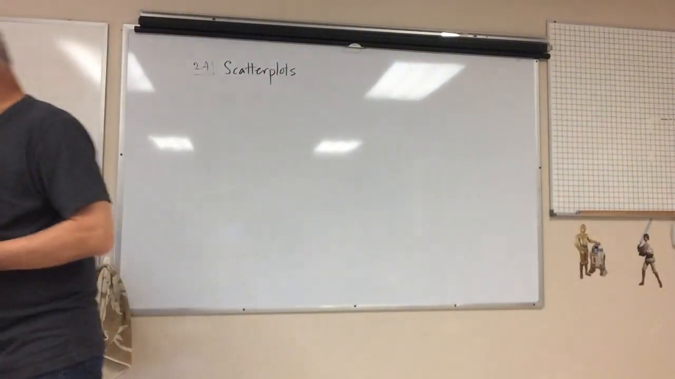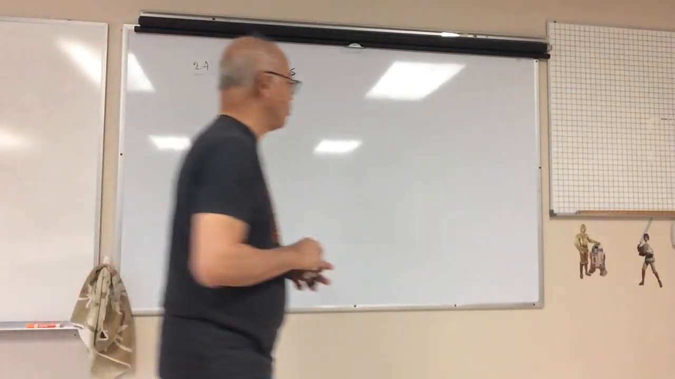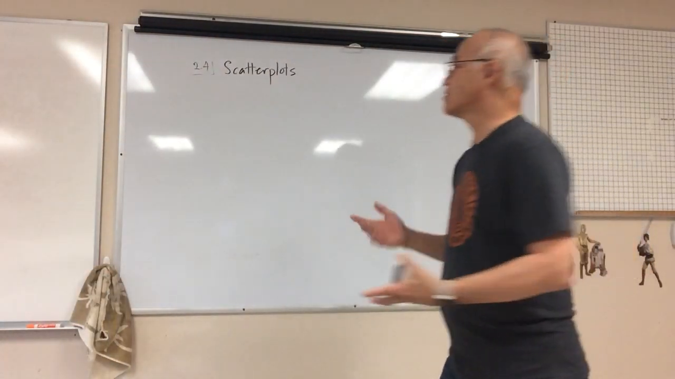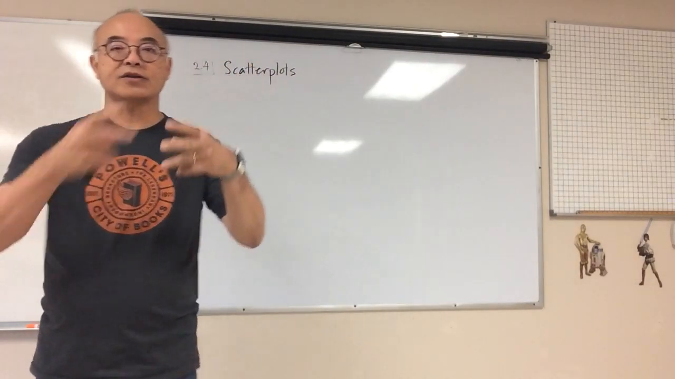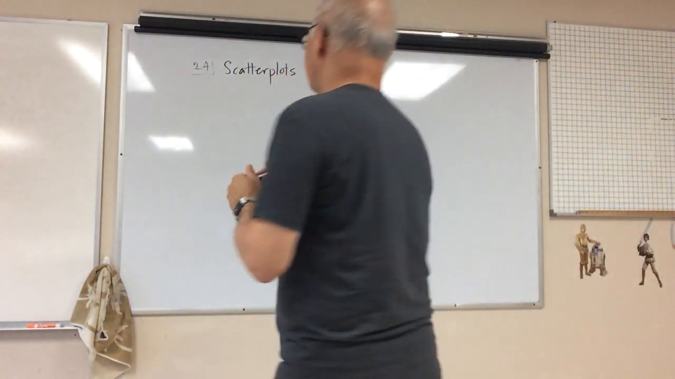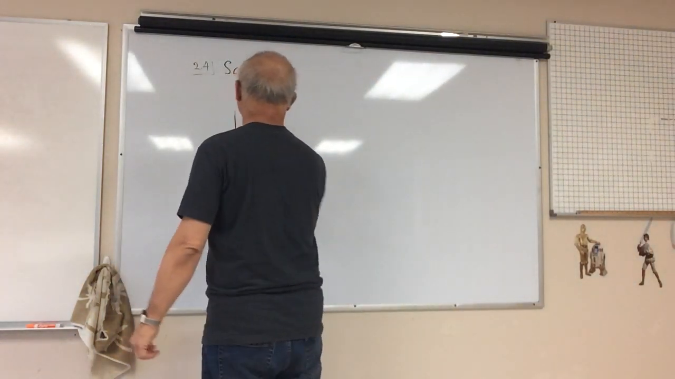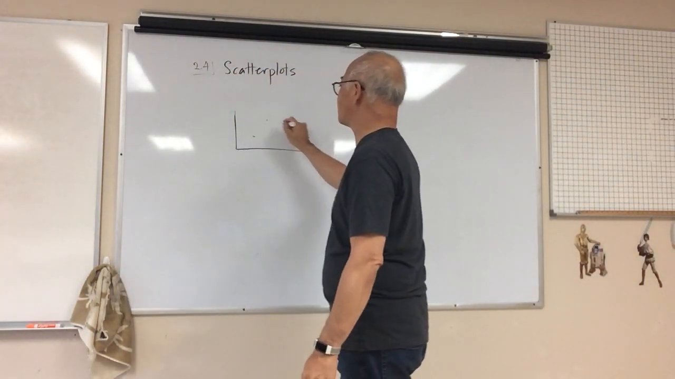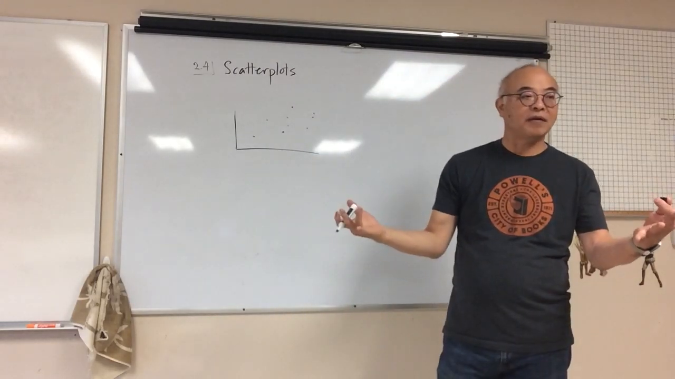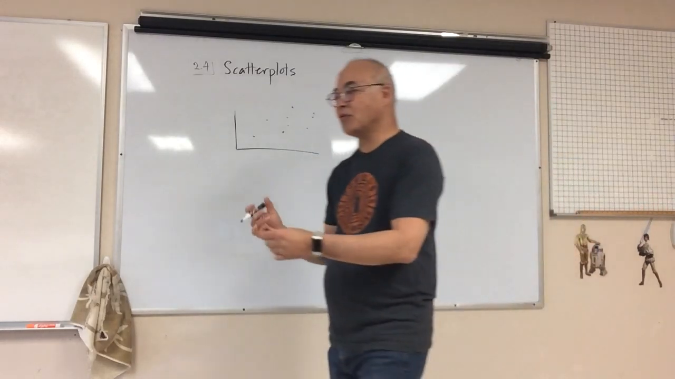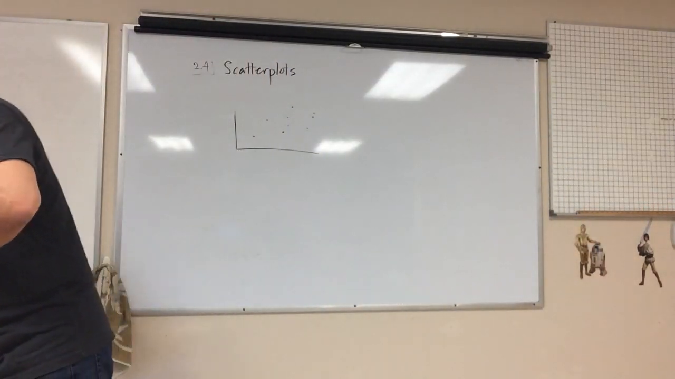In theory, this is not new. We've done scatter plots before. So basically what we do is we take a set of data that has two variables. We put one on one side, one on the other, and then we plot this stuff. We come up with a scatter plot. We've all done this before. We know how to do this.